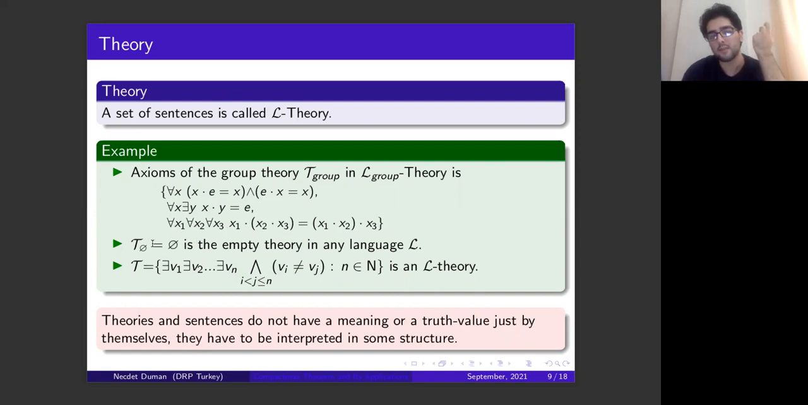The second example is a trivial example. Empty set is also a theory. Third example is in the empty language. It only uses logic symbols and variable symbols. And so this theory has the sentences of the form, there exist n things and those n things are not equal to each other. So this theory will assert that for any n, there are more than n elements, which means our structure will be infinite.